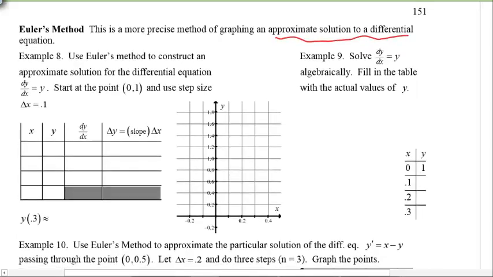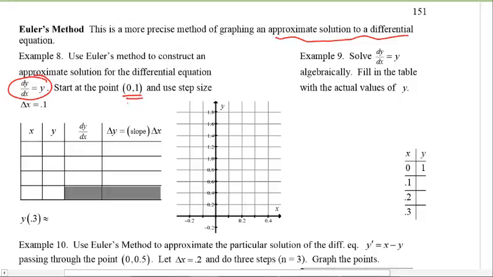So it says here, use Euler's method to construct an approximate solution for the differential equation. So this is our differential equation, dy over dx is equal to y. And I want this particular solution starting at a particular point, (0, 1). And to do this, instead of just randomly drawing slope dashes, I'm going to actually use a chart and try to methodically go from (0, 1) and move to the right to continue to draw what this graph looks like.